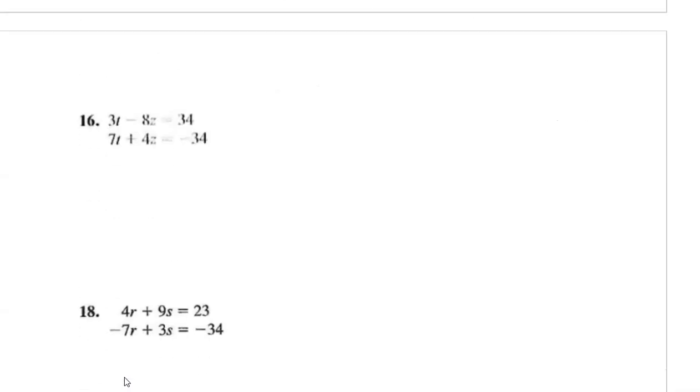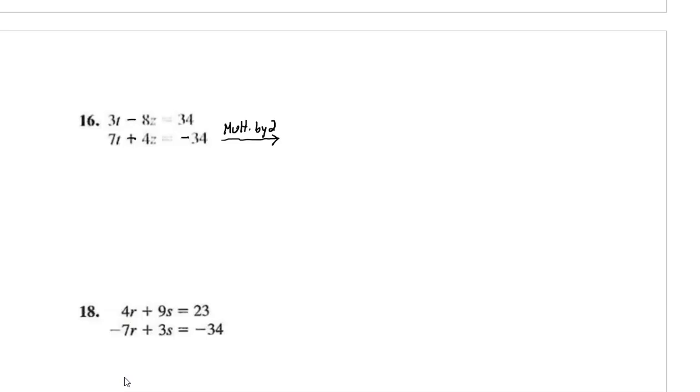Number 16. Do we have opposite variable terms? No, 3t and 7t are not opposites, and -8z and +4z are not opposites. But we can create opposites. If we multiply the second equation by a number, we can make the z terms be opposites. What do you need to multiply by? Multiply by 2.